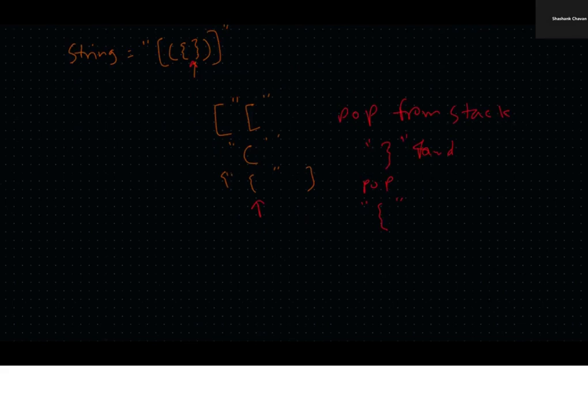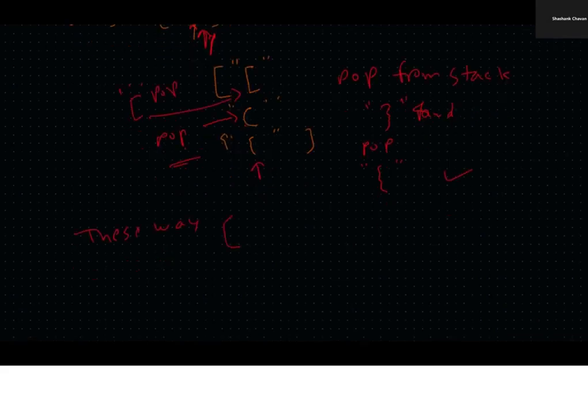Then next we found this one, the round brace. Then we pop this out. This is also the same parenthesis, round, round. This is also removed. Then we found this one, and we remove this one, pop it out, right? This way, now the stack is empty, which means this is a valid parenthesis.